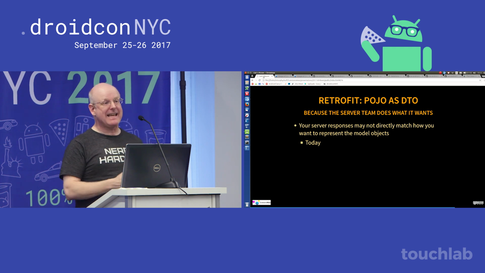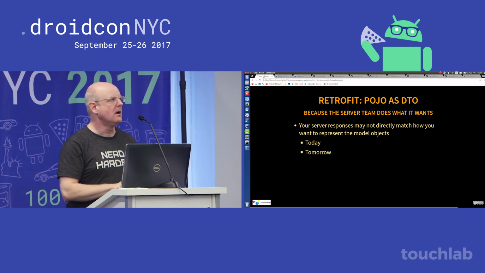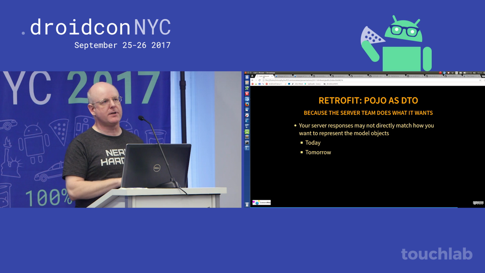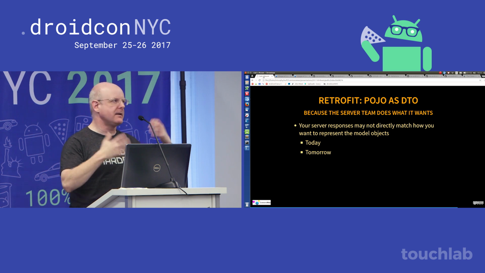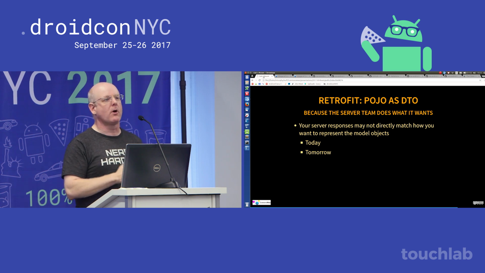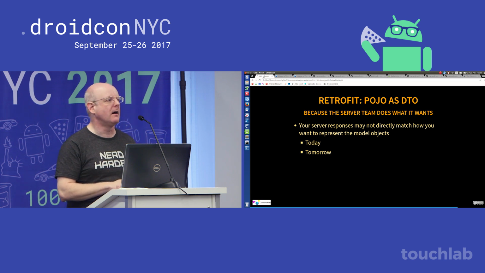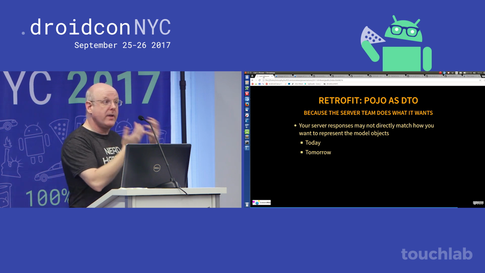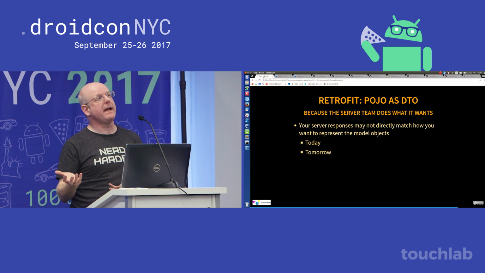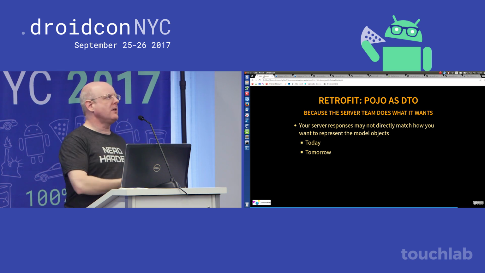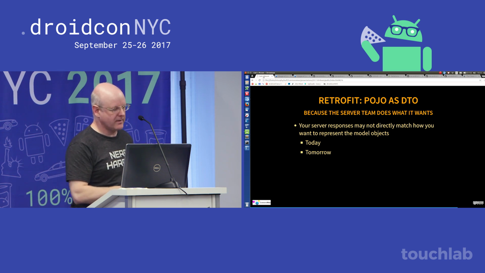Because maybe today it all lines up, but then tomorrow the server team goes in and decides, okay, we're going to come up with V2 of our web service API, and they're going to change it all around because they decided to do something to more optimize for a fruit-flavored operating system or something like that. And so now all of a sudden those payloads change. How much of your Android app do you really want to have changed with that stuff?